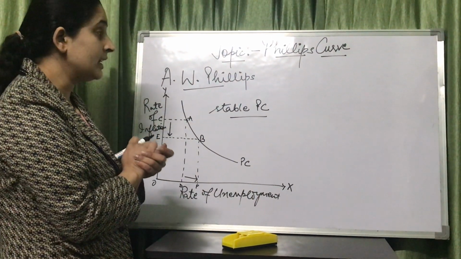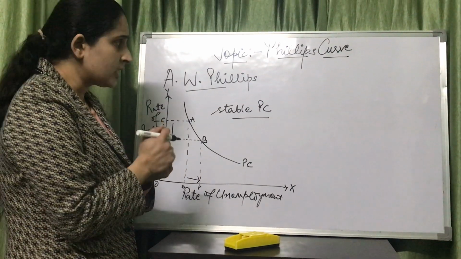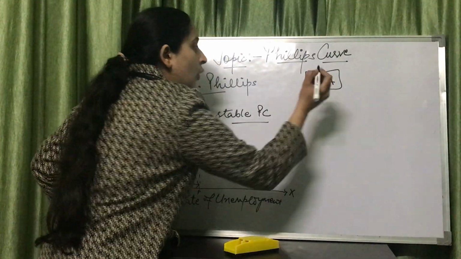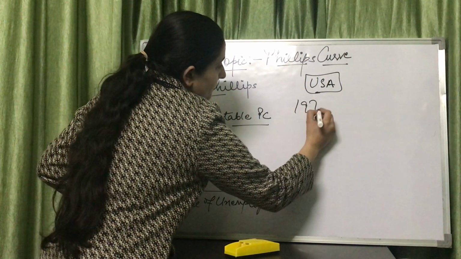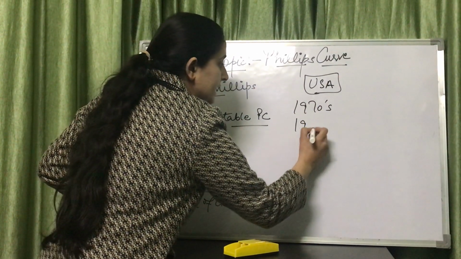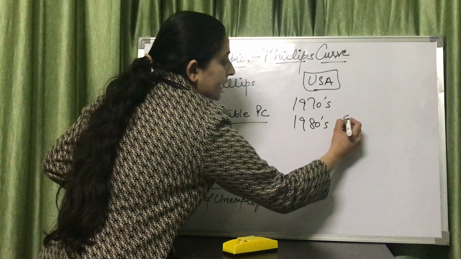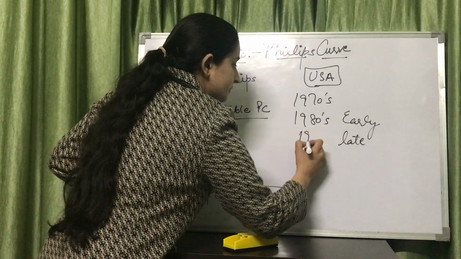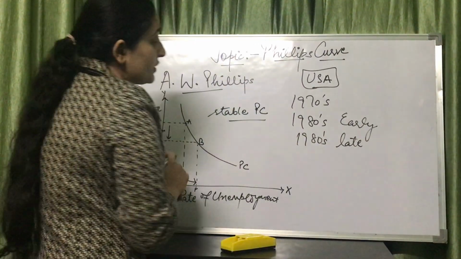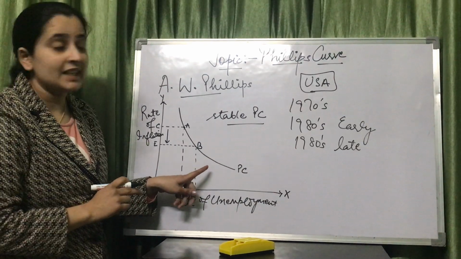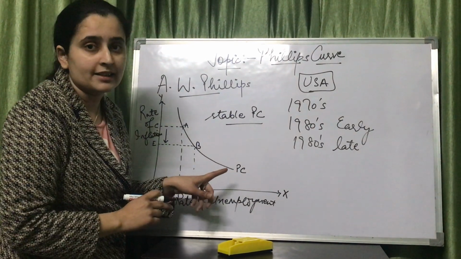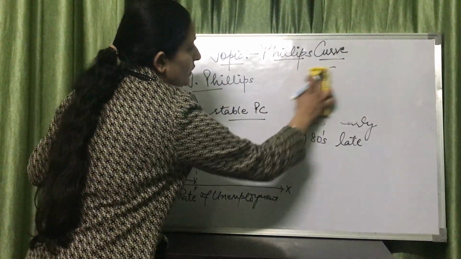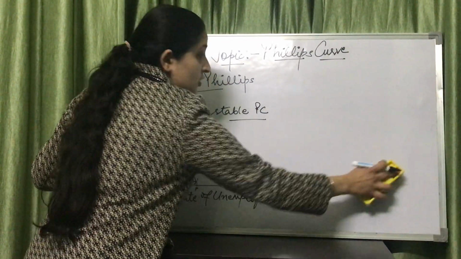At the end, what happened? Other economists used the data of the USA of the 1970s, early 1980s, and late 1980s, and found that this is not true. It is not a stable Phillips curve that existed. The Phillips curve took another shape. Let us see what that shape was. There was a little difference, but a major one.